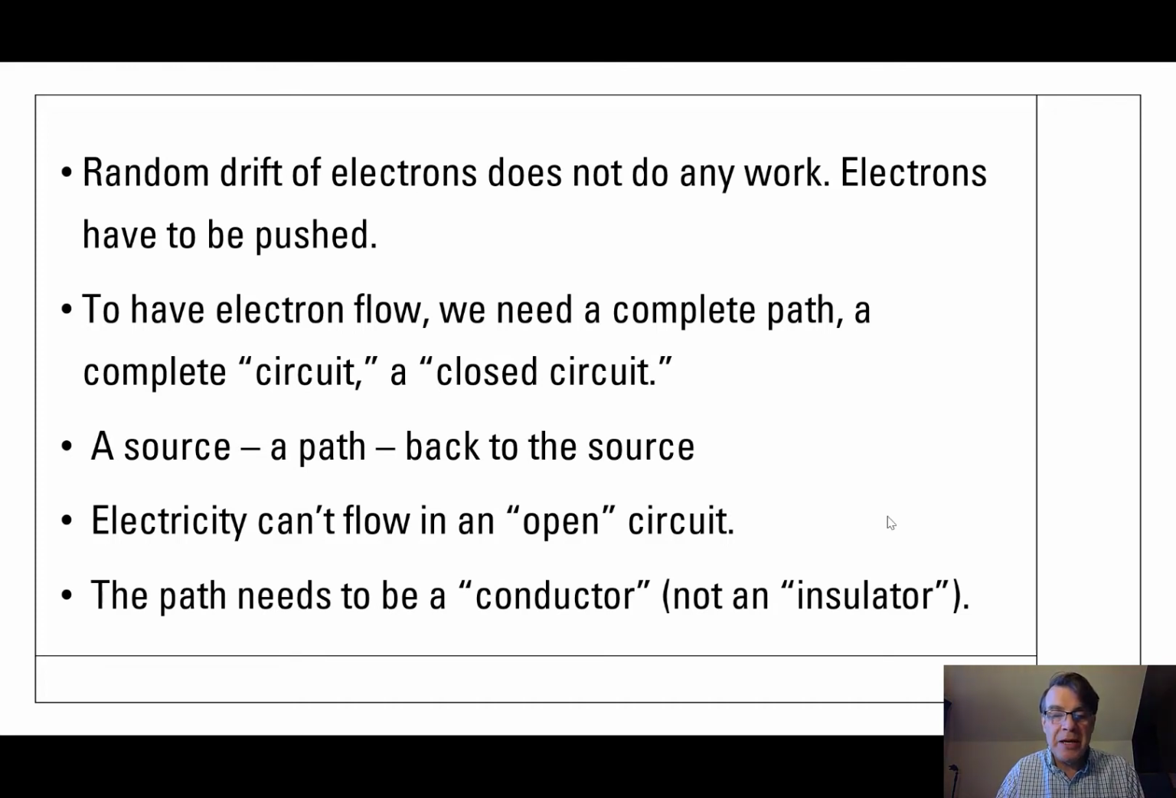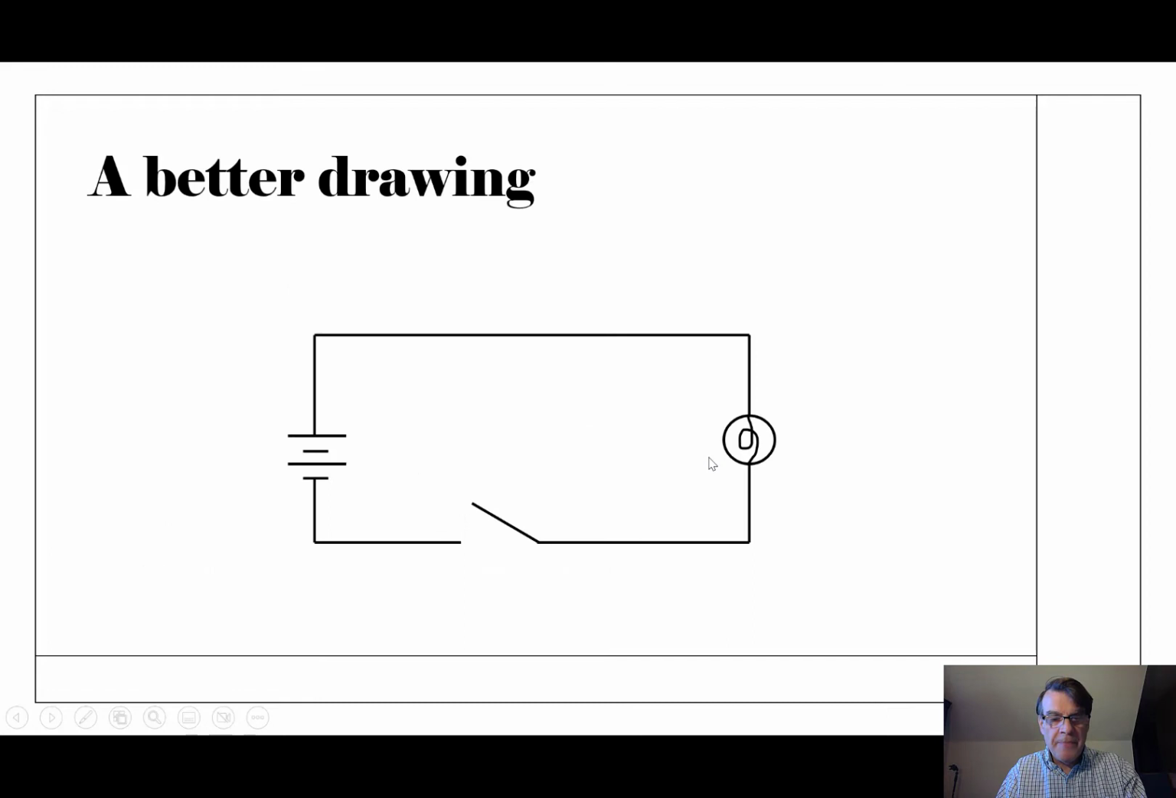The path also needs to be a conductor. So we use copper, for example, as a typical medium for a wire, because copper is a conductor. You can't make a circuit out of rubber. I'm going to hook some rubber up to this battery. That's not going to work, because rubber is not a conductor. Or plastic. I'm going to hook a plastic up to this battery. Not going to work. And so it has to be a conductor that is the circuit, as it were, that carries the electrons from the source back to the source. So there's just some basics about what's needed in order for electricity to take place.